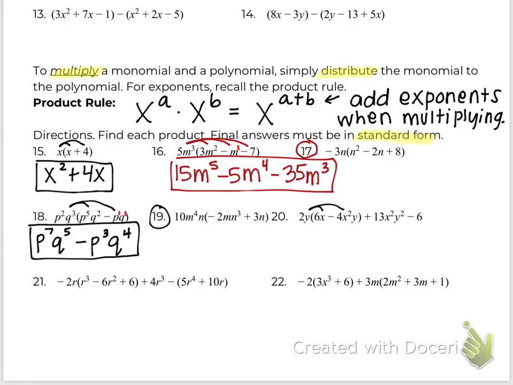Let's do 20. So now we're going to do two different steps. Do you see this plus 13x squared y squared minus 6? There's nothing to distribute here, so we're just going to leave those alone for now. We're going to distribute this 2y into each of these pieces.